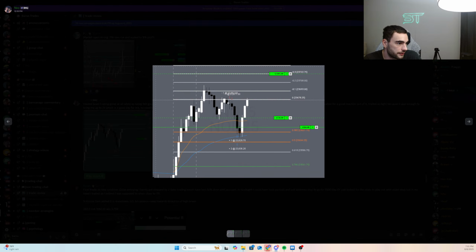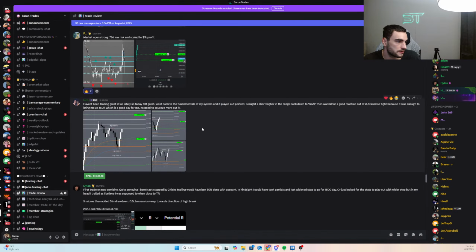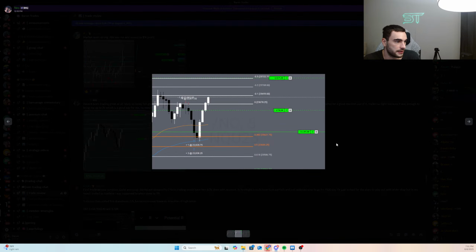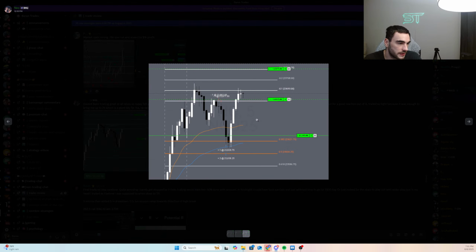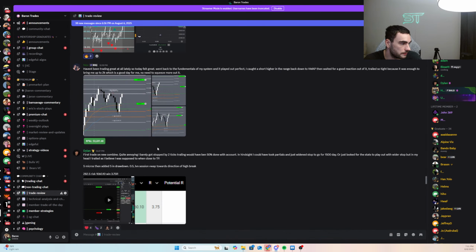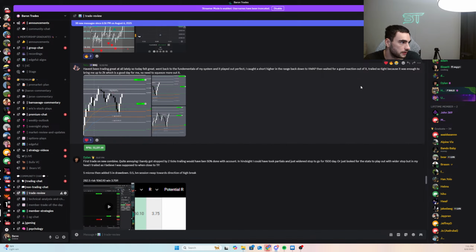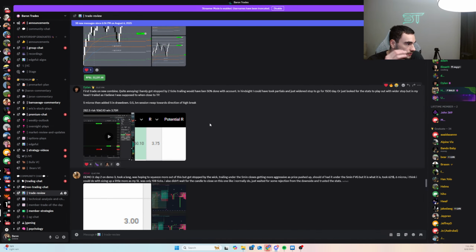Okay. Caught the short. This is exactly what my executions look like. Caught the short, then I caught the long back to the upside. I like the trails on this. I like the continued trails. And then I think you got stopped on that. But 2300, clean. Yeah. First trade on a new combine, quite annoying.